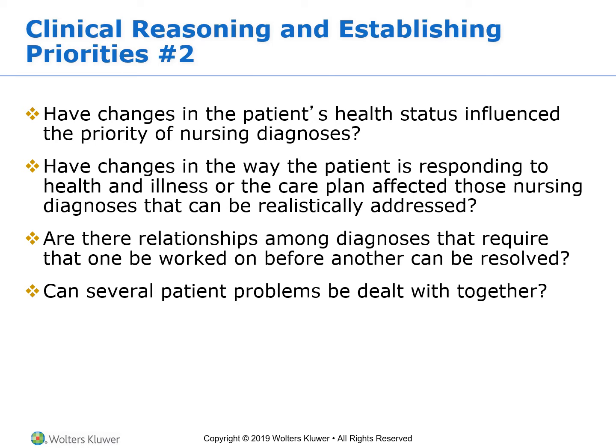So we talked about using Maslow's hierarchy to establish priorities in the nursing diagnosis, and we can also use that as part of our clinical reasoning. We see this all the time in the nursing field. What do I do first? One example of doing this is using the ABCs. So we look at the patient and we say, is the airway patent?